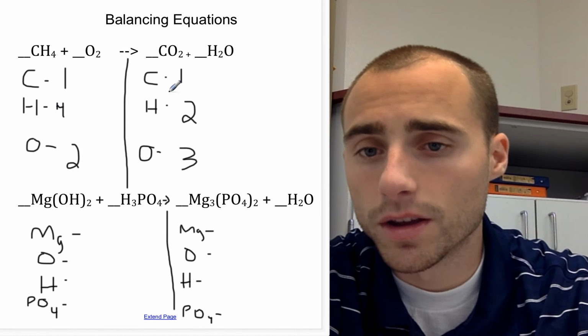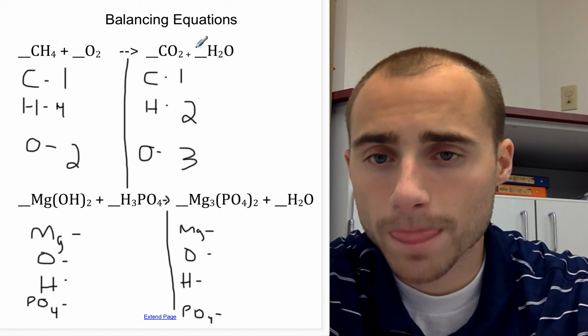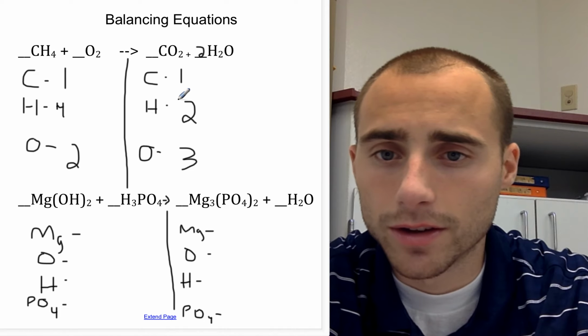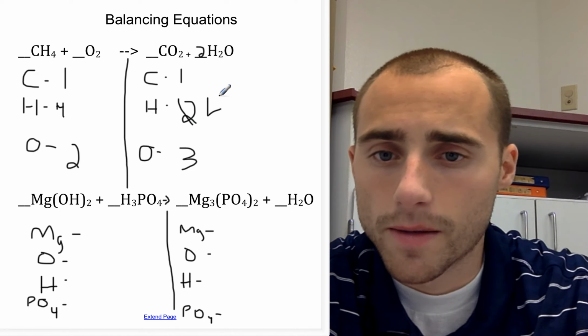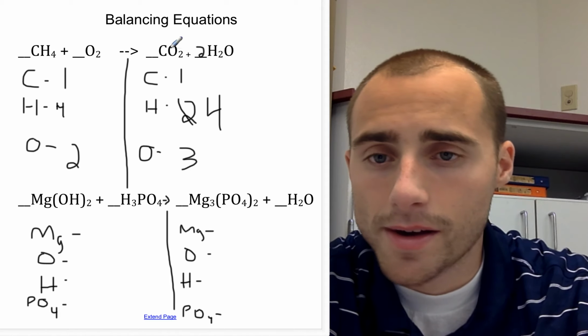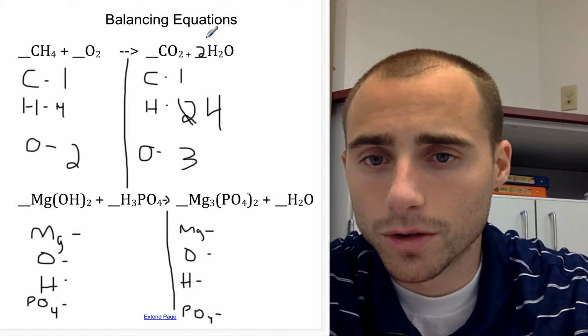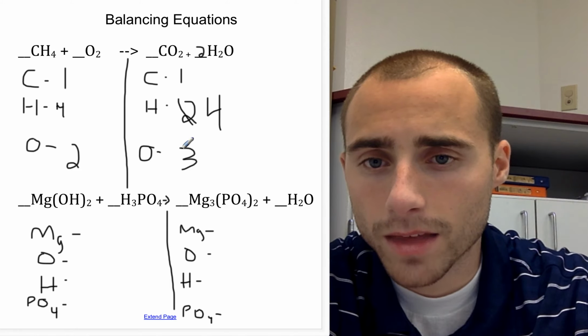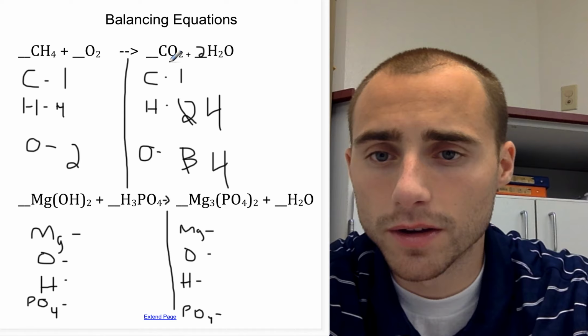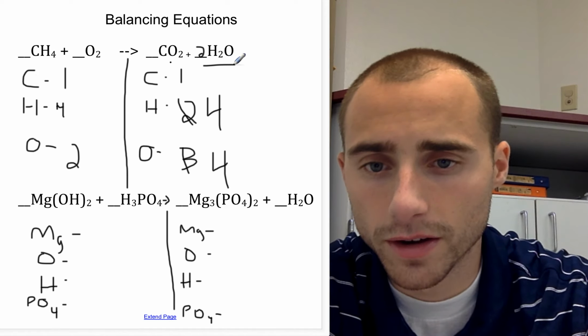Hydrogen, though, we have 4 here and we have 2 here. How can we change that? By putting a 2 right there. That's going to turn our hydrogens to 4. Our hydrogens are now balanced, but it also messed up our oxygens, right? Now we have 2 oxygens and 2 times 1. So we have 4 total oxygens. See how I got that? I got 2 from over here and 2 from over here.